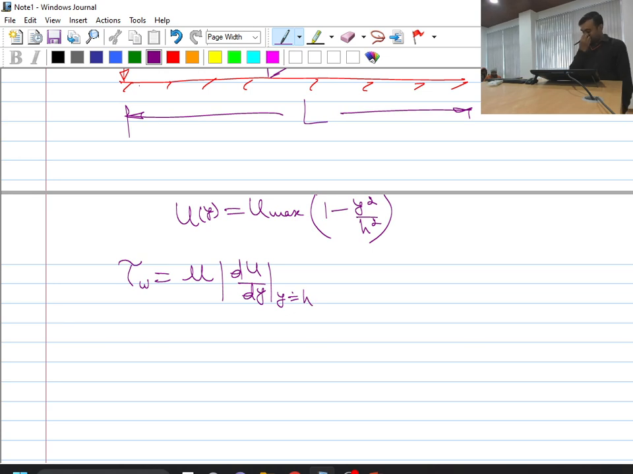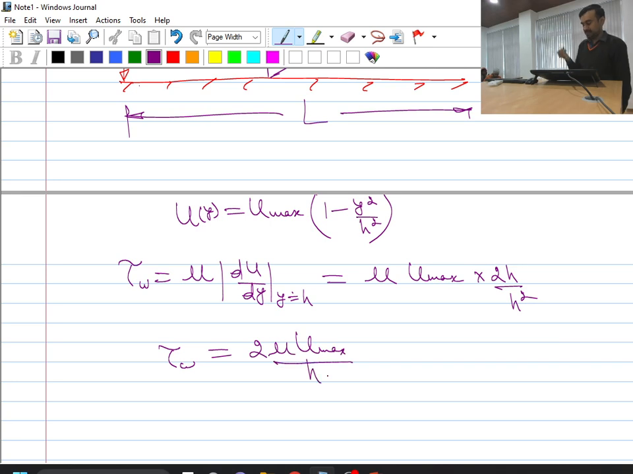Fine. So from here what will I get? Mu times u max into, it will be mod, so 2h by h square. So ultimately my wall shear stress comes out to be 2 mu u max by h. Okay, is this one clear?